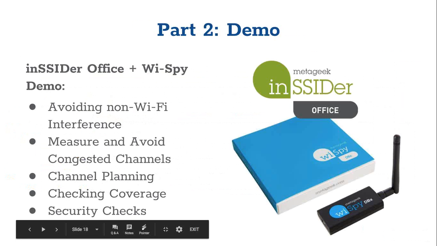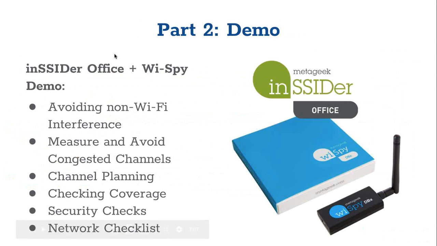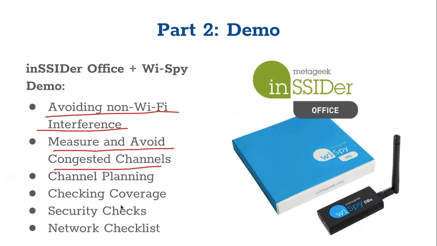Okay, so now that we've covered all the basics, let's apply it. So let's use Insider Office. We're going to go through a few exercises here. We're going to avoid some non-Wi-Fi interference with it. We're going to measure and avoid some congested channels. We're going to use the channel planning in it to figure out how to plan all of our access point channels. We're going to check coverage. We're going to do security checks, and then we'll finish up by going through our network checklist.